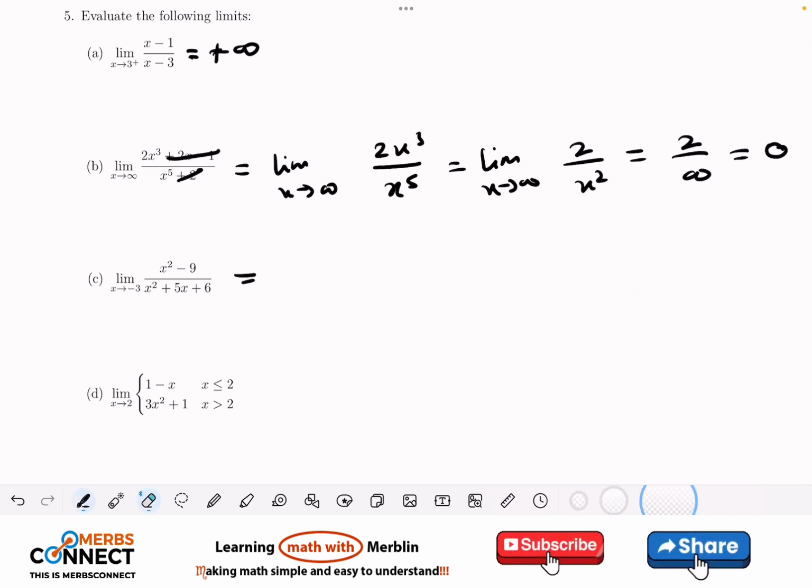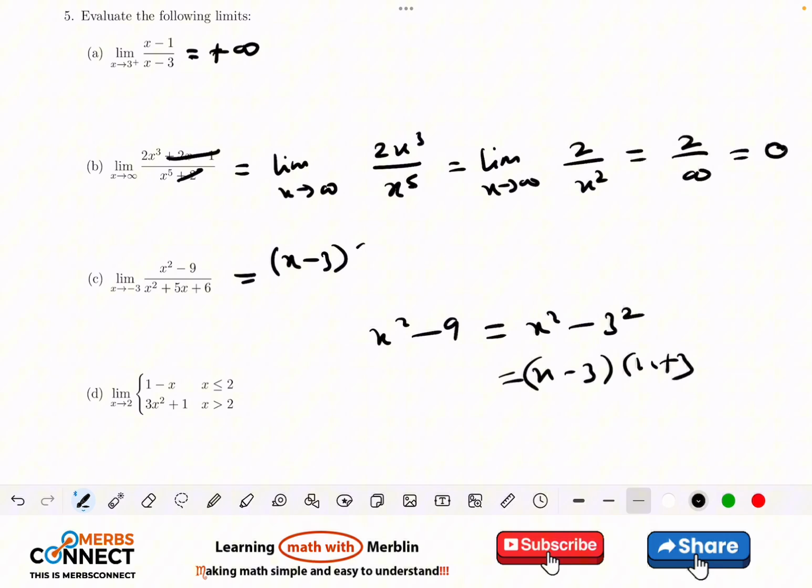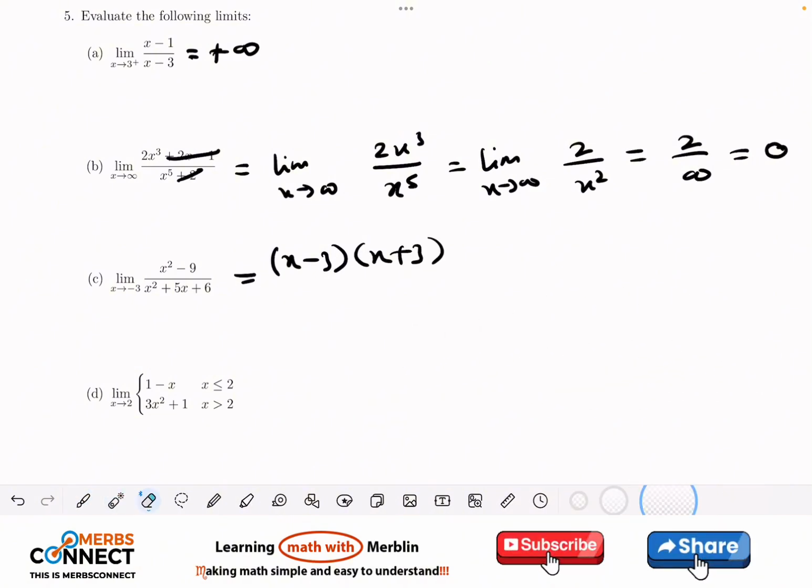So if we want to try and simplify, now x squared minus 9 is the same as x squared minus 3 squared, which is a difference of two squares. So x minus 3, x plus 3. So the top will be x minus 3, x plus 3. So that is good. Now let's try and break down the denominator too and see if we can do some cancellation here.